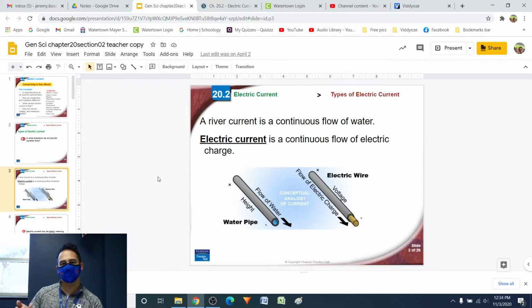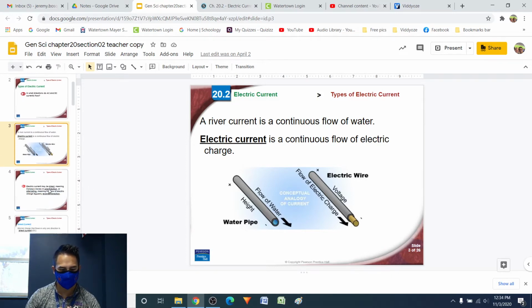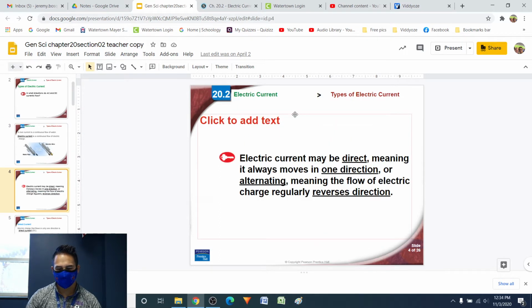Now, the electric charge is primarily going to be electrons on atoms, okay? And the electrons are essentially jumping from atom to atom to atom as they move in a certain direction. That's what we call an electric current. So this continual flow of electric charge is electric current, just like a water current is. And there's two ways that this flow can move, okay?